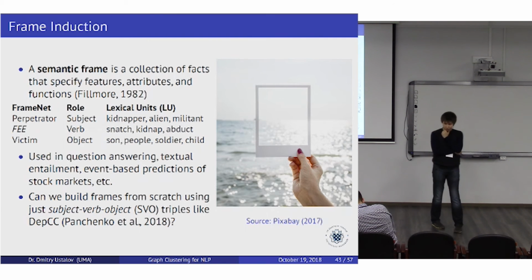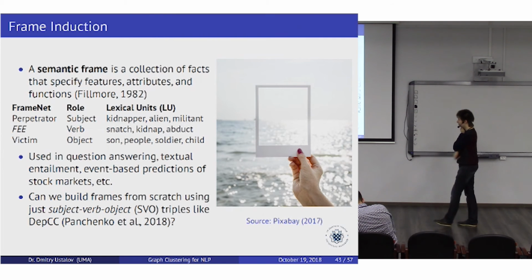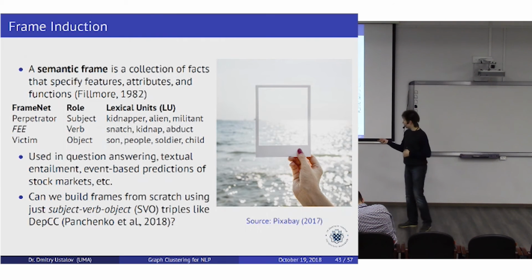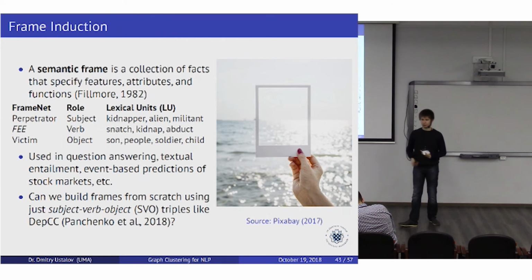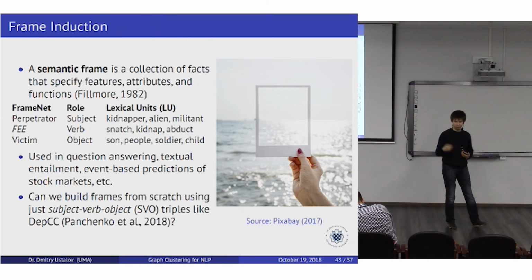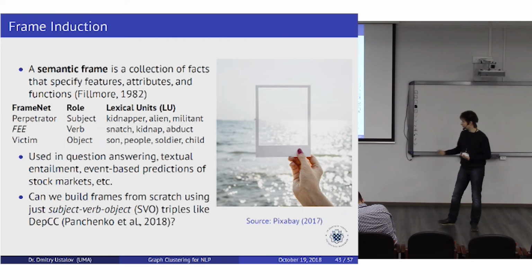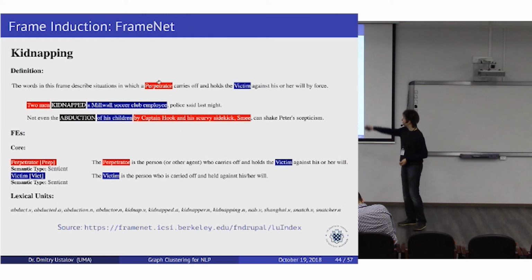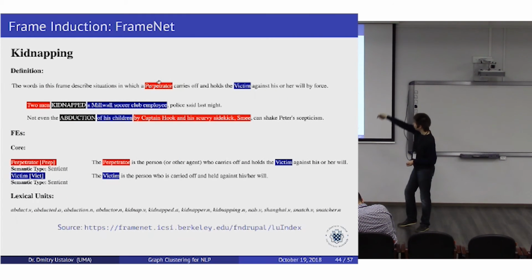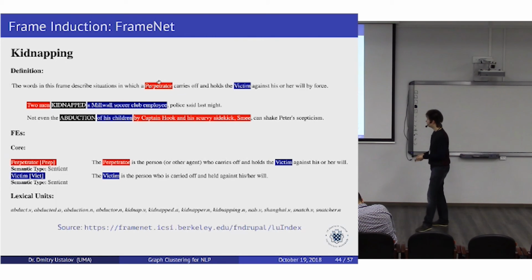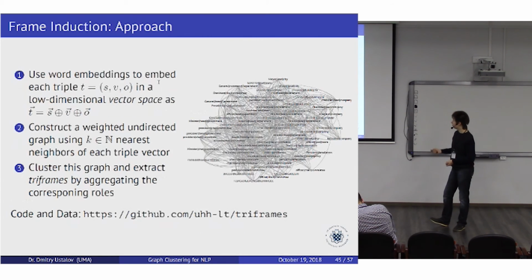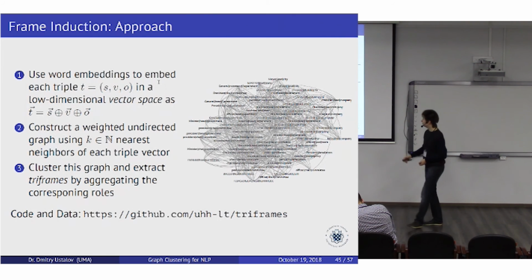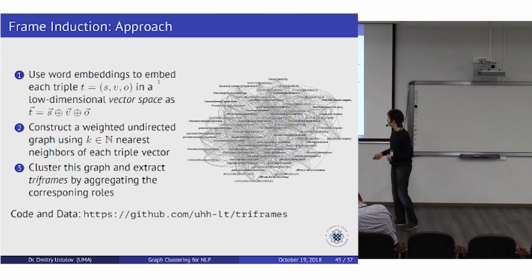Frames are used in question answering and a lot of applications actually. We were curious what happens if we use only syntactic triples, subject-verb-object like cat, walk, maybe street, to induce frames automatically. Here is the idea. Here is FrameNet. It's just some sentences annotated with these roles. Very, very straightforward. It's a great work in Berkeley. People did this for a few dozen years. Very good results. Okay, so we have a triple.